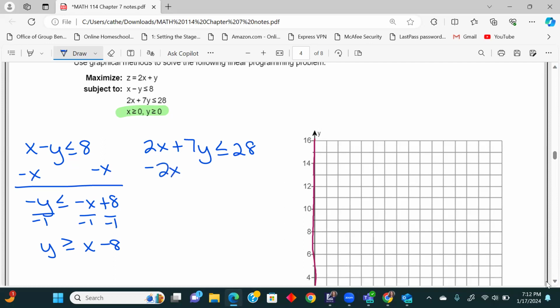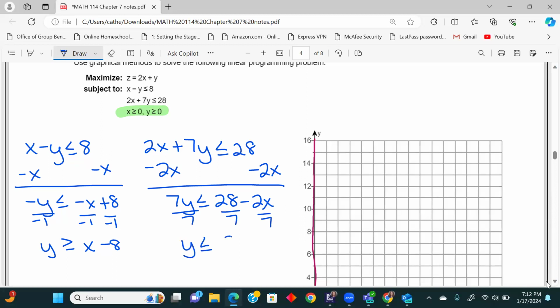All right, let's do this one. Let's move the 2x. Divide each one by 7, which is positive, so that inequality symbol stays like it is. 28 over 7 reduces to 4.